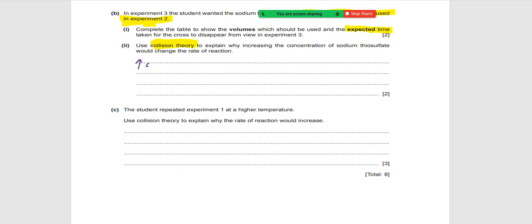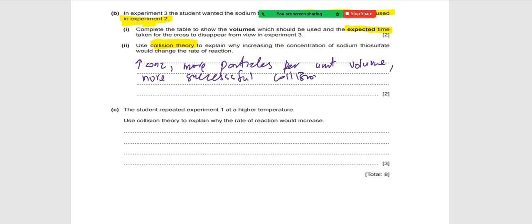Higher concentration, more particles per unit volume. More successful collisions. You can say more collisions, more successful collisions, both will give you 1 mark. It's 2 marks, okay?